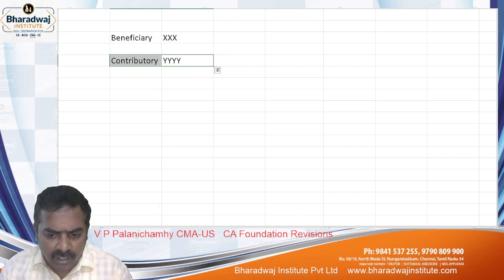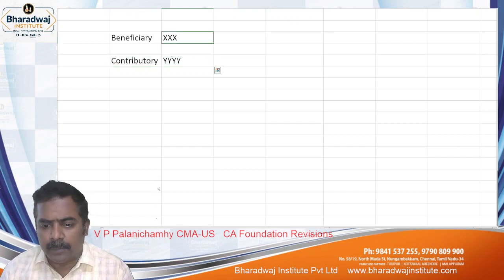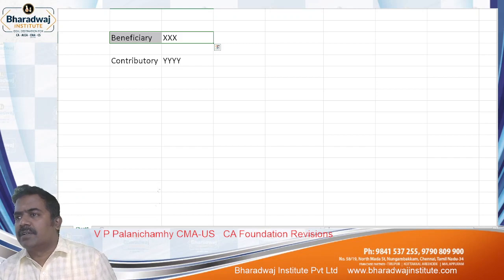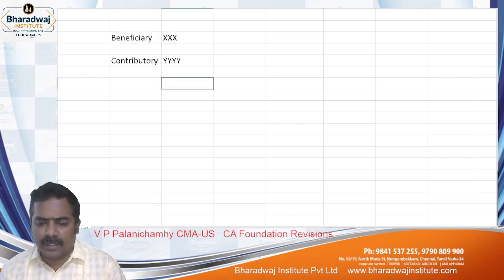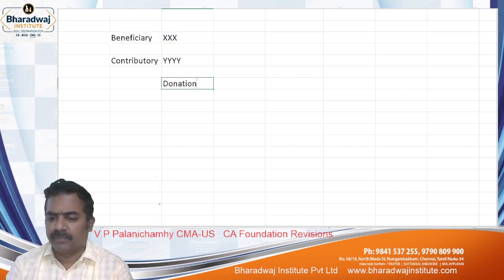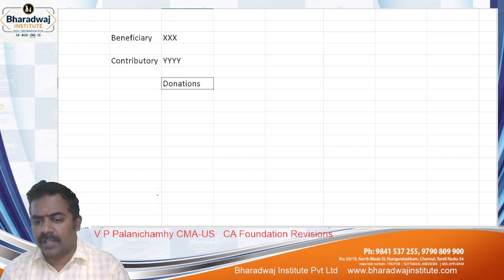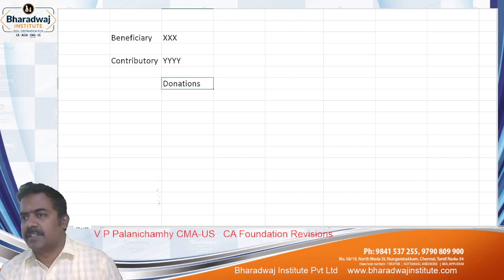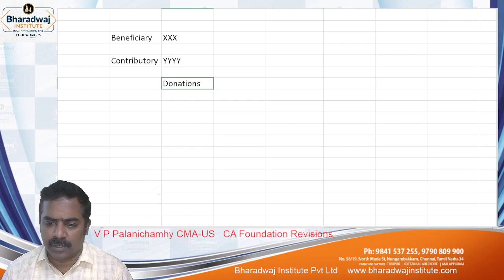Contribution will be received from some group of people. Benefit will be enjoyed by what? Some other group of people. Main income will be donation. Main income will be which one? Donation. It is not a capital receipt. It is a revenue receipt that will be taken to the income and expenditure account.